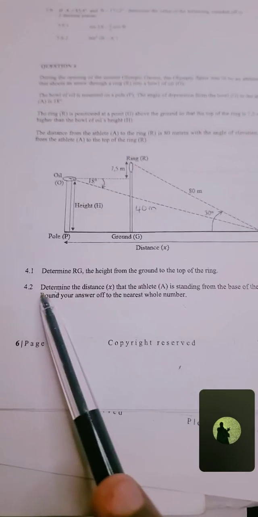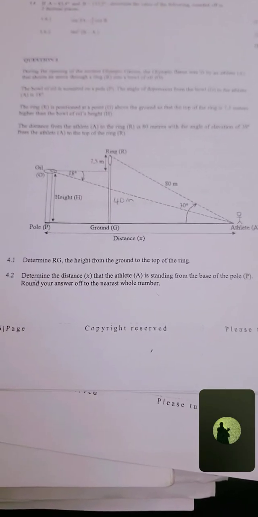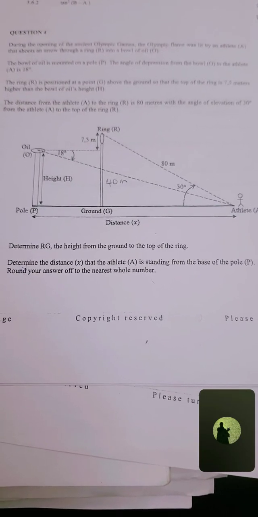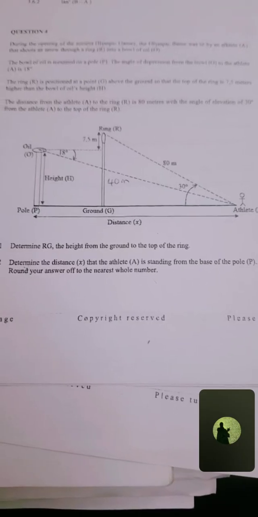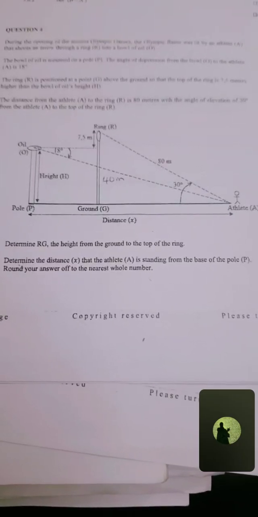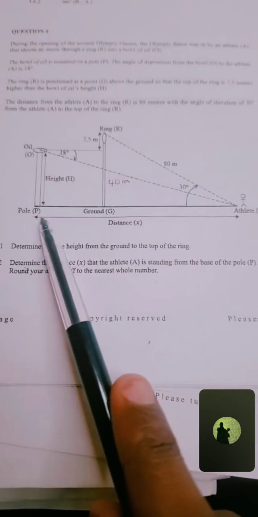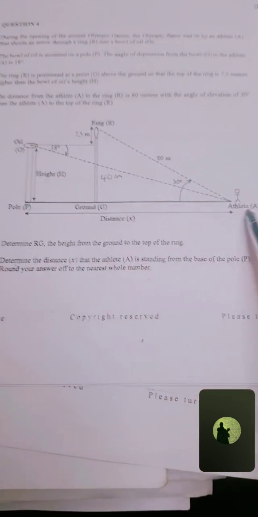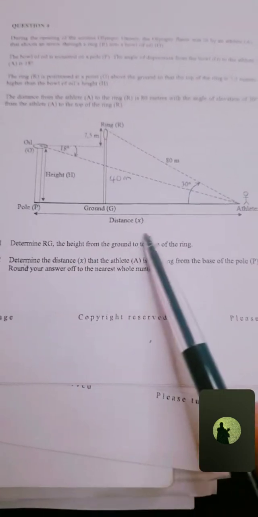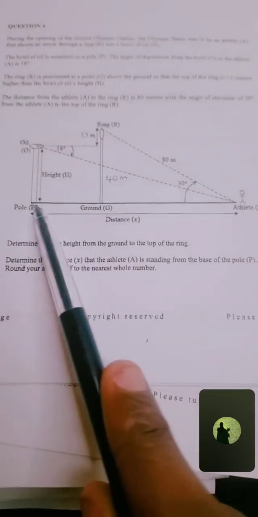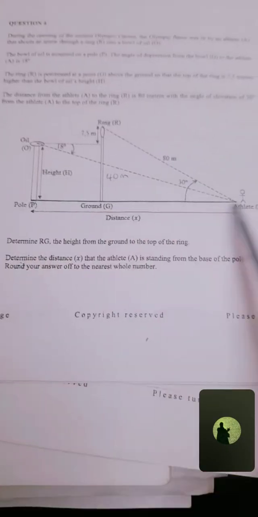Okay, let's go to 4.0. Determine the distance x that the athlete is standing from the base of the pole P. Round your answer off to the nearest whole number. Okay, so you can see they have that distance x. They want the distance that the athlete is standing from the base of the pole. So they want this entire distance.